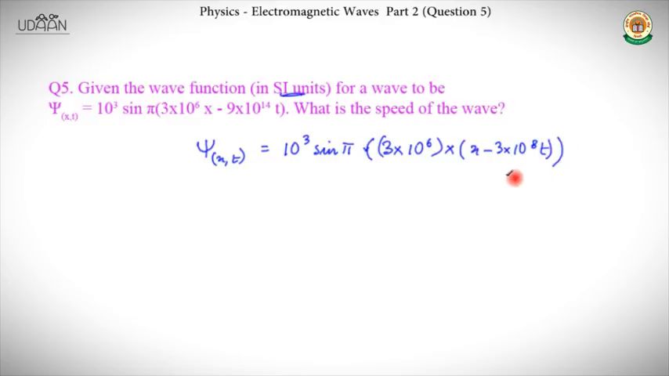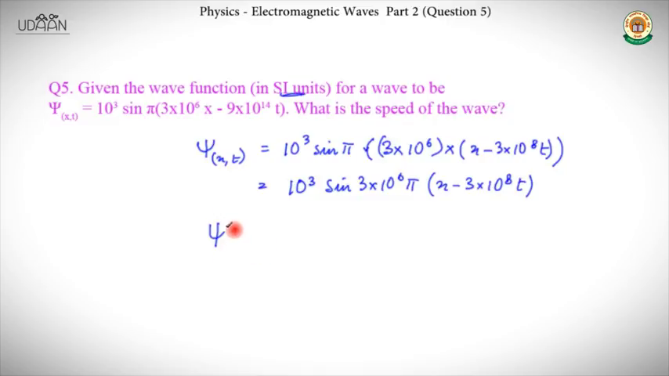So this thing we can have as an extra. So here it is 10 raised to the power 3 sine 3 into 10 raised to the power 6 pi, and x minus 3 into 10 raised to the power 8 t. You also should remember the basic form of a wave equation, which you learned in your waves and oscillations chapter.